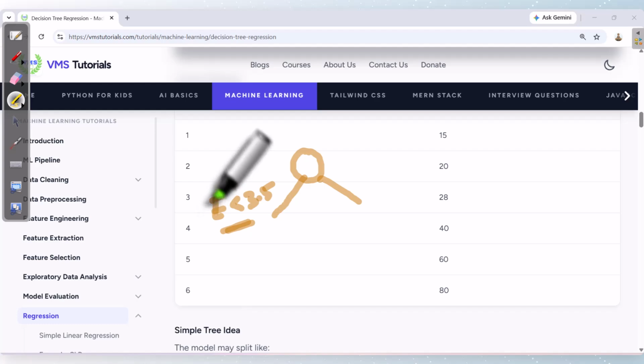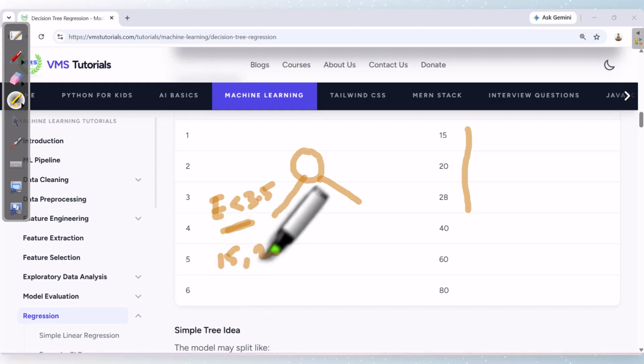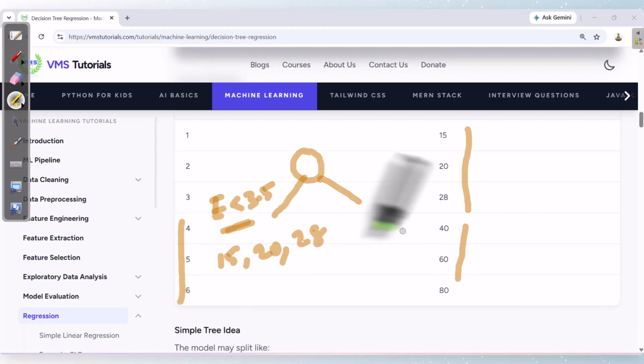Now, try to understand if experience is less than 3.5, what values will come under this region? If experience is less than 3.5, you get 15, 20, 28, right? Then if experience is greater than 3.5, you will get these 3 points, right? Those are 40, 60, 80. Try to understand how I am taking this split point. I will tell you again.